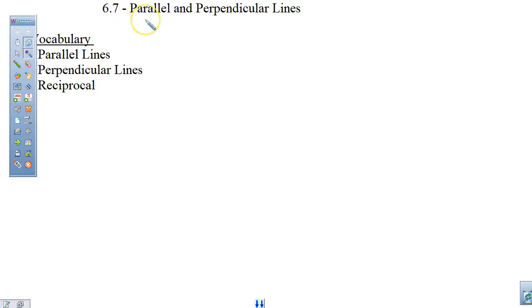Alright, so you guys can grab out your 6-7 notes, and today we're going to be talking about parallel and perpendicular lines.